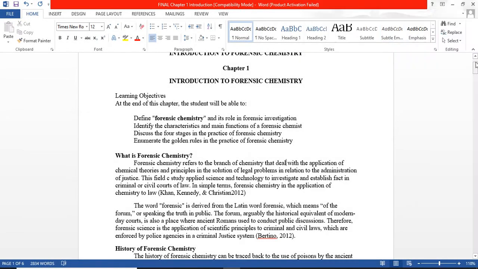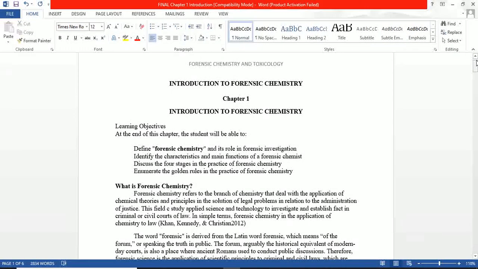Okay, good day class. So, as for our chapter 1 or the introduction of our forensic chemistry, we have here learning objectives. First, you will learn, or we will define, forensic chemistry and its role in forensic investigation. Identify the characteristics and main function of forensic chemistry. Discuss the four stages and practice of forensic chemistry. And also enumerate the golden rule in the practice of forensic chemistry.